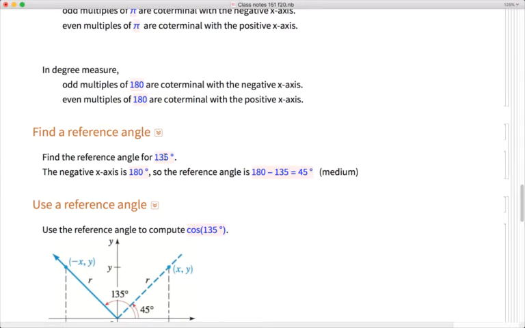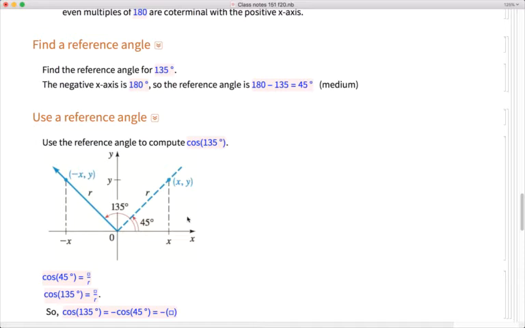Okay, so we're going to use this reference angle now to compute the cosine of 135. Okay, so here's the picture. Angle 135 is over here. The reference angle is 45. But we've also drawn the reference angle over here as an acute angle that we're more familiar with, an acute angle in a right triangle.